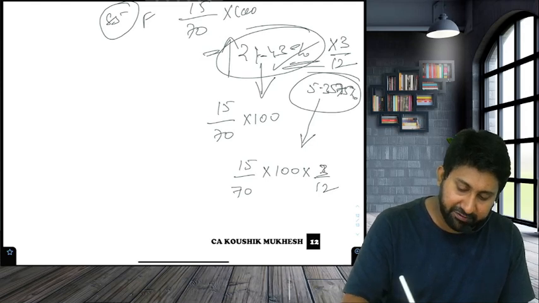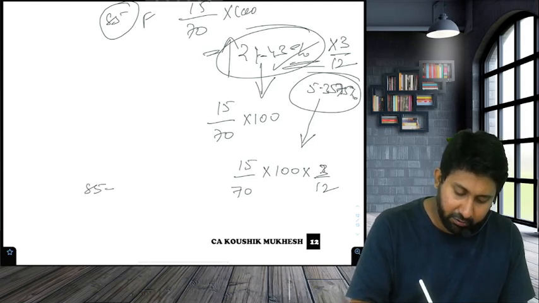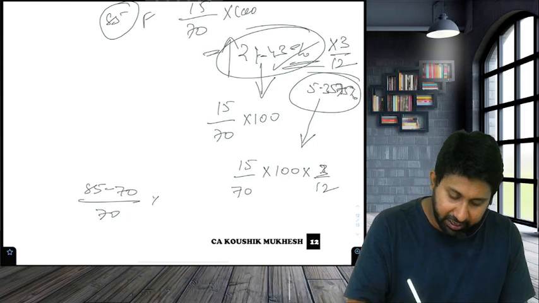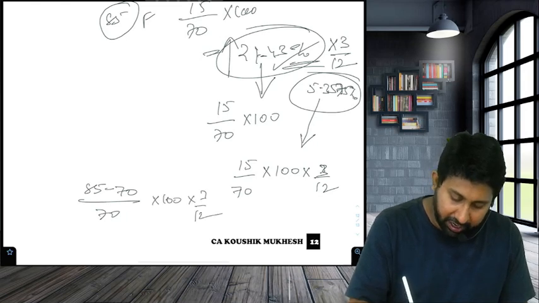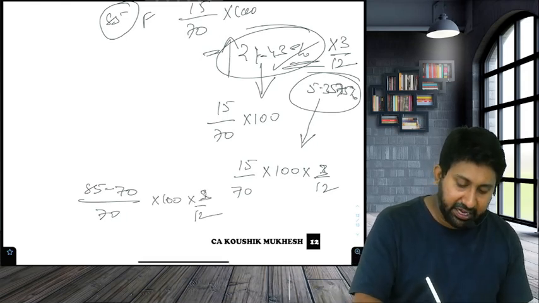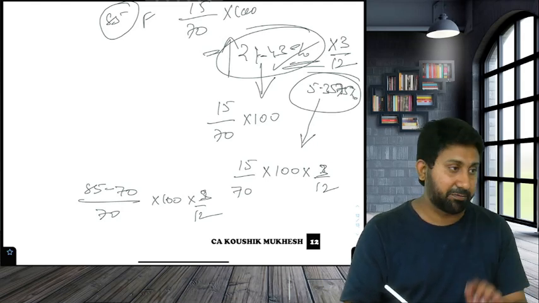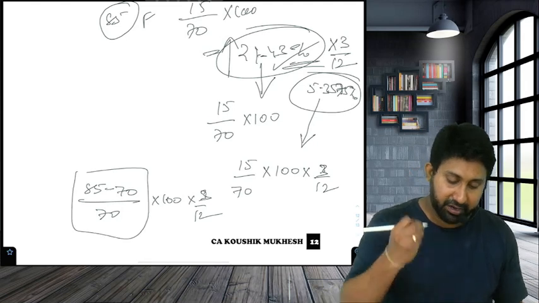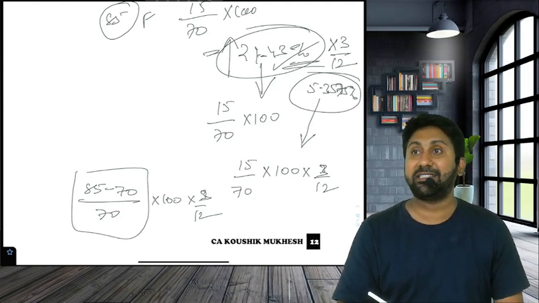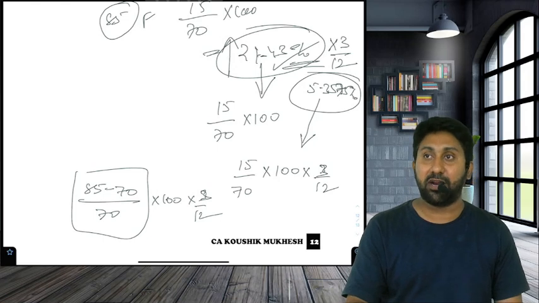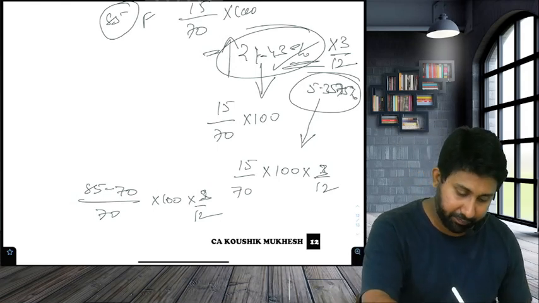How did this 15 by 70 come? 85 minus 70 divided by 70 into 100 into 3 by 12. This 85 minus 70 is called the return. This 70 is the initial investment. This is a return on investment. So appreciation and depreciation can also be understood as return on investment. Okay.